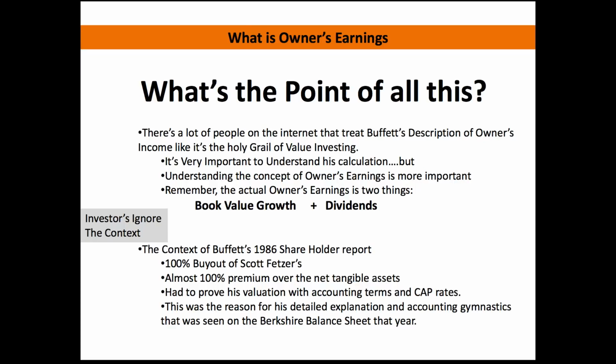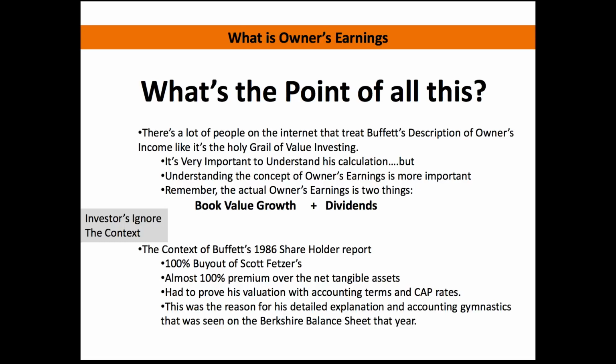Because as you saw on the last two slides, what we calculated was actually a little bit different than what we actually saw materialize from the dividends and the book value growth. I think the bottom one's more important. Okay? Remember, the actual owner's earnings is two things. It's that book value growth and it's the dividends. That's what owner's earnings really is.